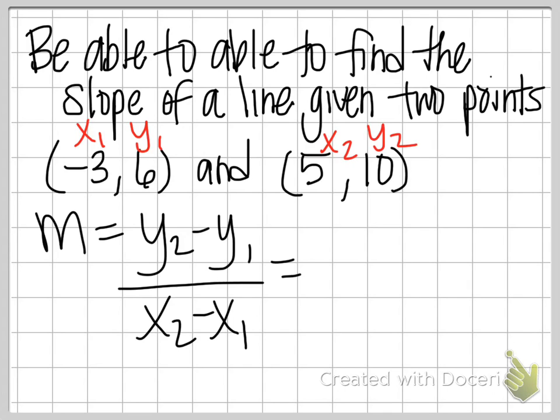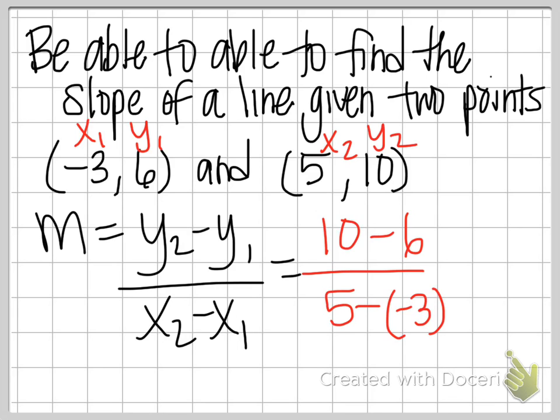So y2 minus y1 would be 10 minus 6 over x2 minus x1, which is 5 minus -3. So 10 minus 6 is 4 over 5 minus -3, which is 8. That can be simplified to 1 over 2.